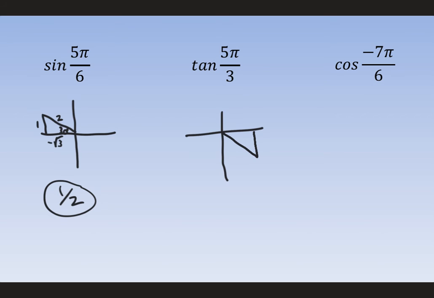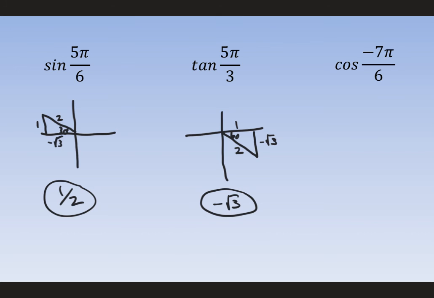A denominator of 3 means a 60-degree reference angle, which means my opposite side is negative root 3. My adjacent side here is positive 1 because we're going to the right. The negative root 3 is because we're going down. The hypotenuse was 2. And then the tangent here is my opposite over my adjacent, so that's going to be negative root 3 over 1, which is just negative root 3.